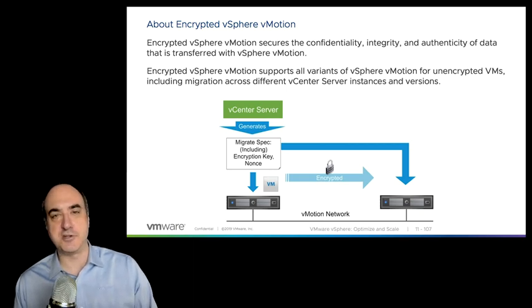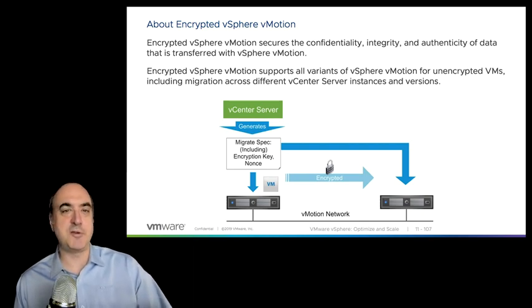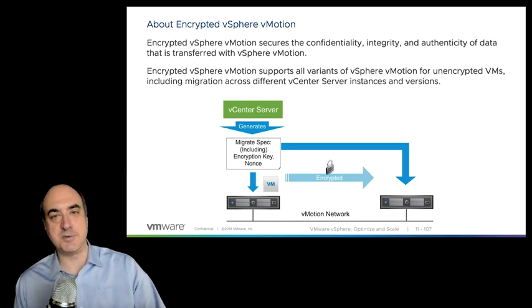So there's no extra third-party system for keys. This is basically vCenter Server creating a symmetric key that will encrypt it as it hits the vMotion network and then decrypt it when it lands back on the host.